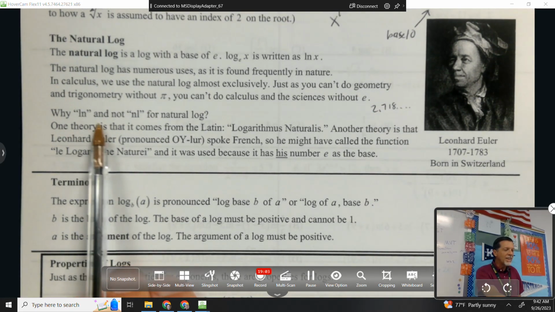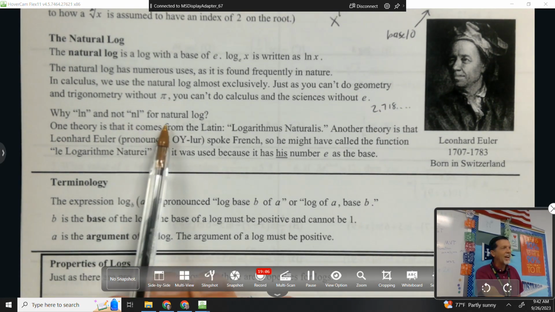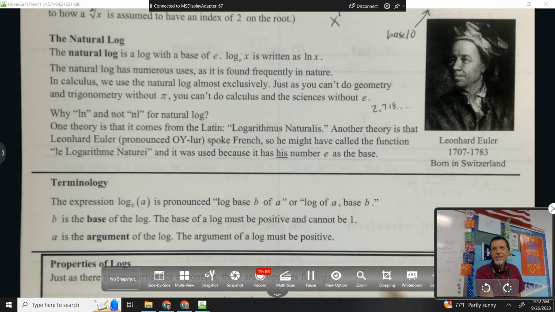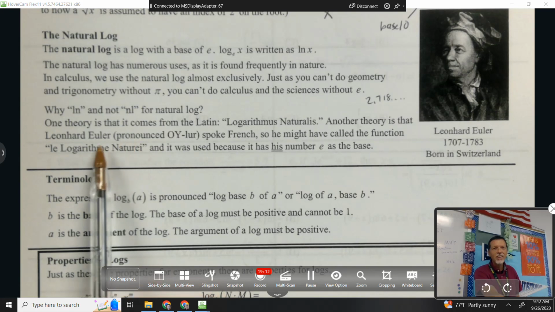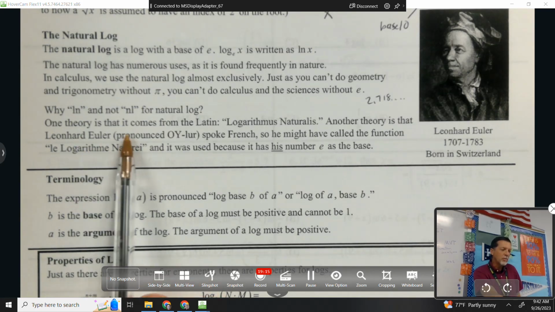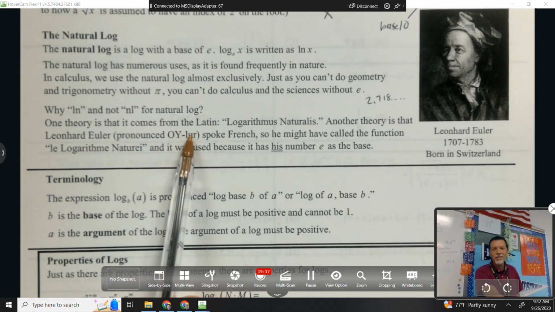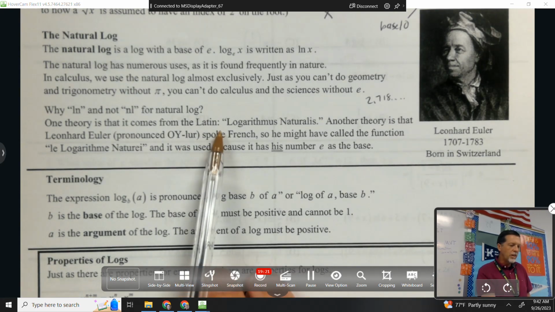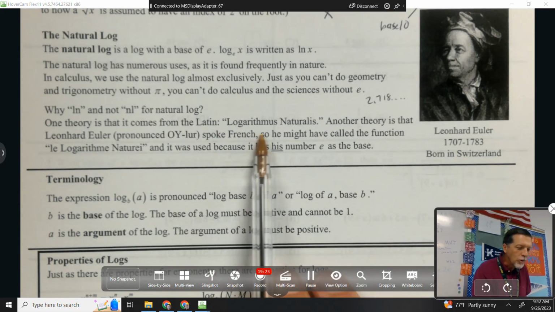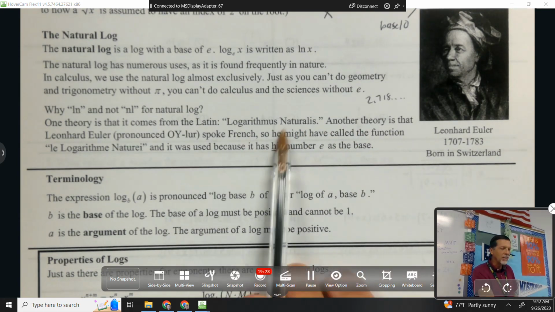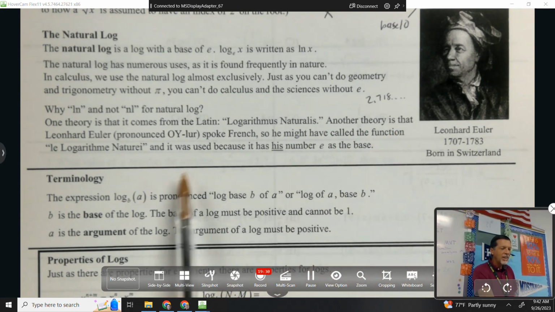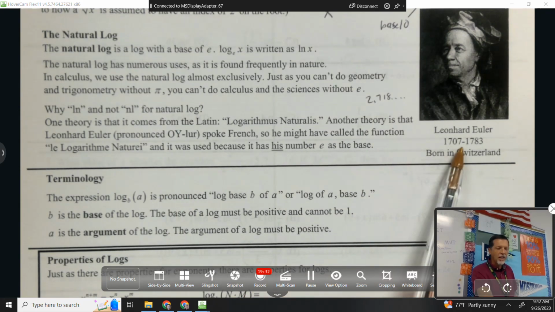So why ln versus nl, right? Natural log would be nl. Well, not everybody speaks English, right? Newsflash to you. And the theories both come from the idea that this wasn't an English-speaking thing to start with. So in Latin, logarithmus naturalis, maybe I'm saying that right. So that would be ln. Another theory is that the guy that came up with this stuff, I don't know how to say his name. His last name is Euler.